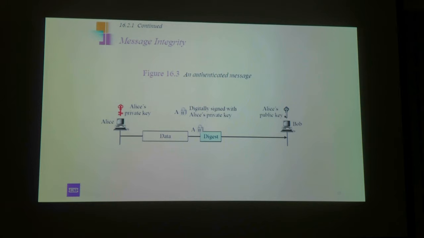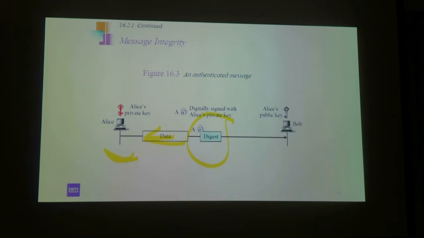Sometimes you are not interested in the privacy of the data, but you are interested that the data will be correct. So you're interested in the integrity of the data. You don't have to encrypt the data, but you could generate a digest from the data. So you send the data with the digest. How do you create the digest? Using the private key of the sender. You create a digest and send the data with the digest.